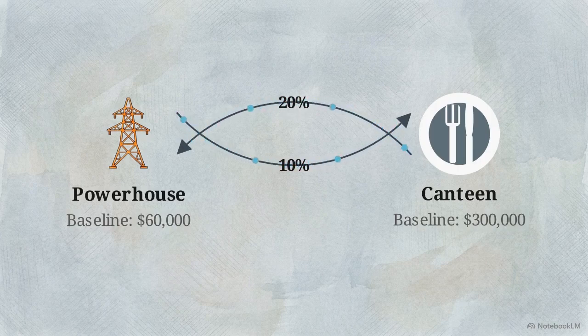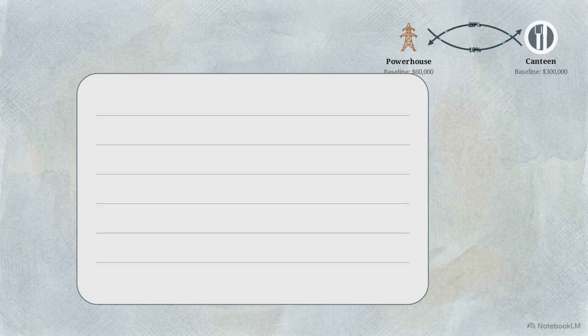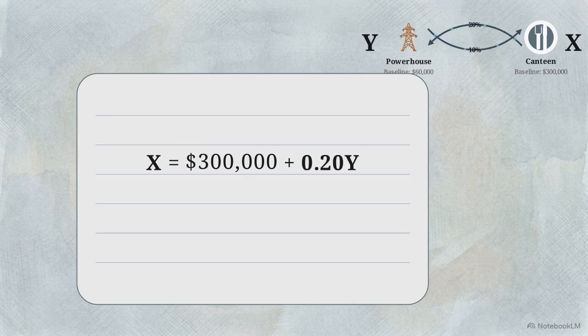Try to translate this continuous visual loop into two simultaneous algebraic equations representing the total costs. To find the total cost of the canteen, which we'll call X, we start with its $300,000 baseline and add 20% of the powerhouse's total cost, Y. So X equals 300K plus 0.20Y, and Y equals 60K plus 0.10X.